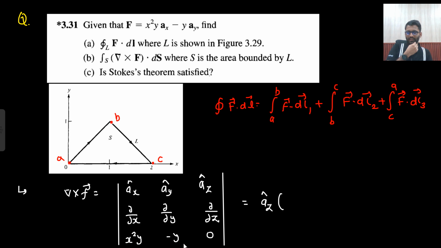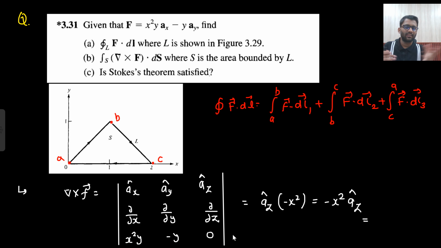So in case of Az, 0, x square will be constant, so minus x square. So this is your minus x square Az cap. Again let's see it. 0, 0, Az cap. So 0 minus x square will be common, so minus x square Az cap. Values I have written correctly, yeah. So this is your del cross f.